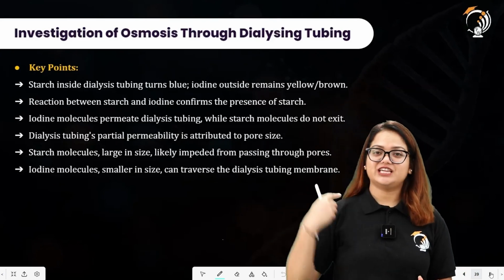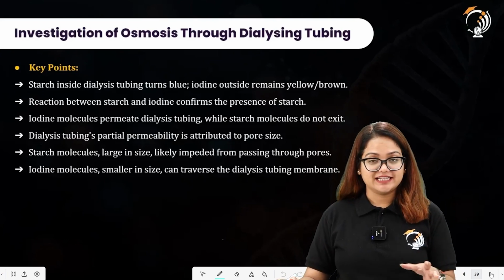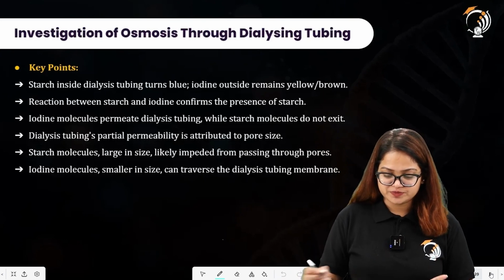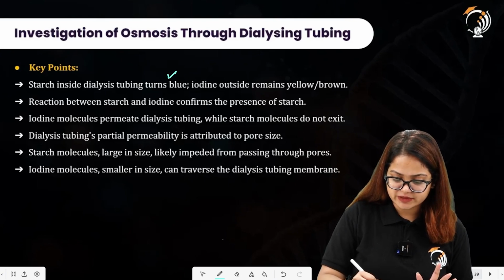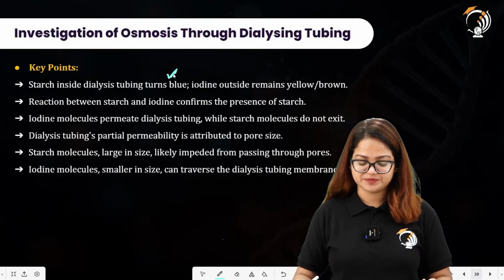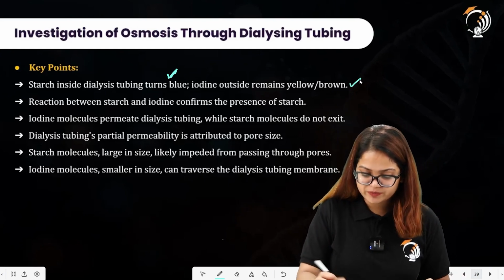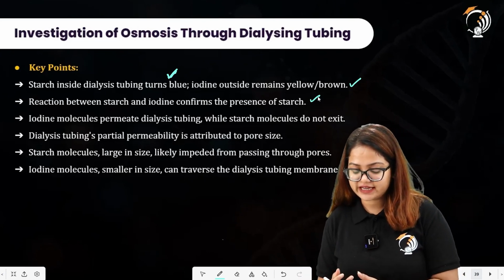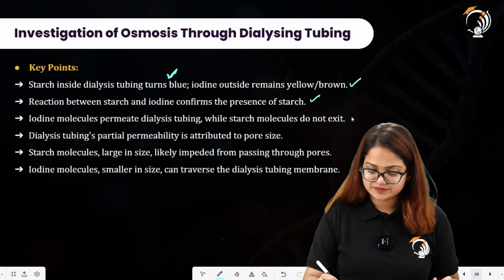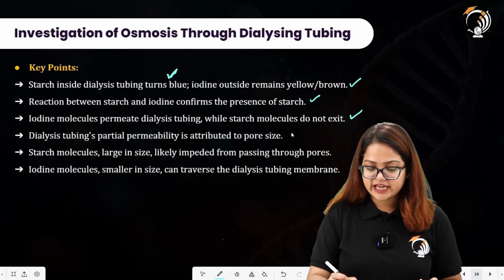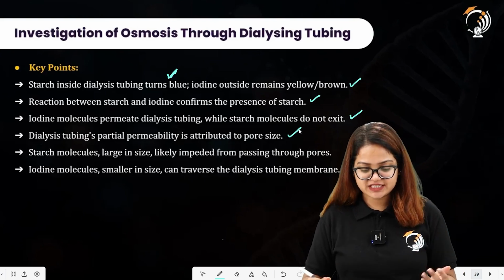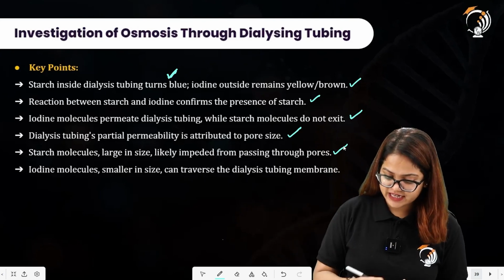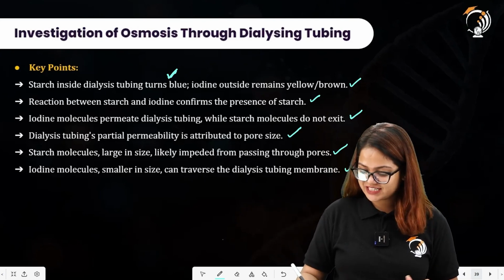Now next we have the key pointers that have to be kept in mind while considering this investigation of osmosis through dialysing tubing. The starch inside the dialysing tubing turns blue. This was the first observation that we get from this experiment. Iodine solution outside remains yellow brown. The reaction between starch and iodine confirms the presence of starch. Iodine molecules permeate the dialysing tubing while starch molecules do not exit. The partial permeability of the dialysing tubing is attributed to pore size. Starch molecules, being larger in size, are likely impeded from passing through the pores, whereas the iodine molecules, being smaller in size, can traverse the dialysing tubing membrane. I hope this is clear to you all.